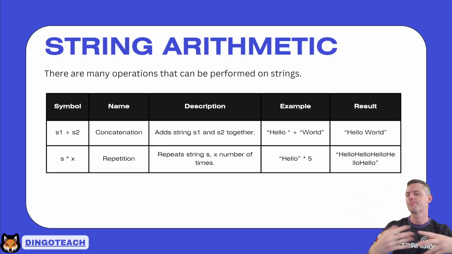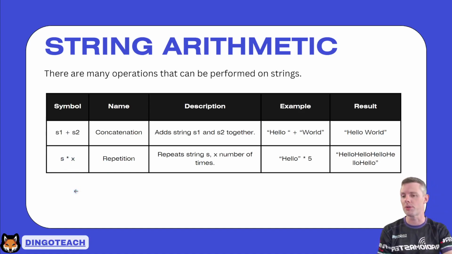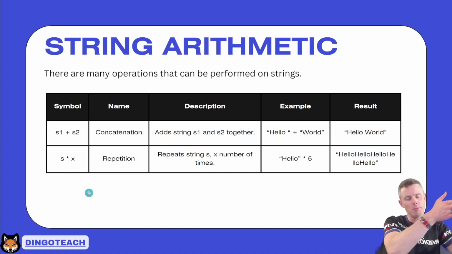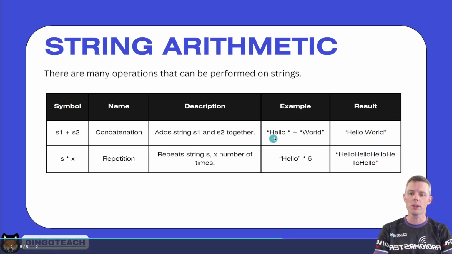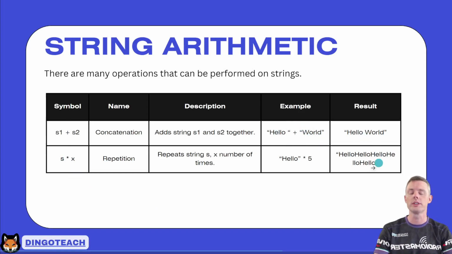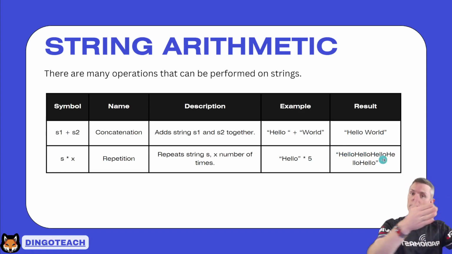That's concatenation. The other thing is called repetition. So if I take a string and I use the times or the multiply operator and then put a number, it repeats that string that number of times. So quick example, hello concatenate world ends up as hello world. Hello times 5 or repeat 5, it just does the word 5 times.